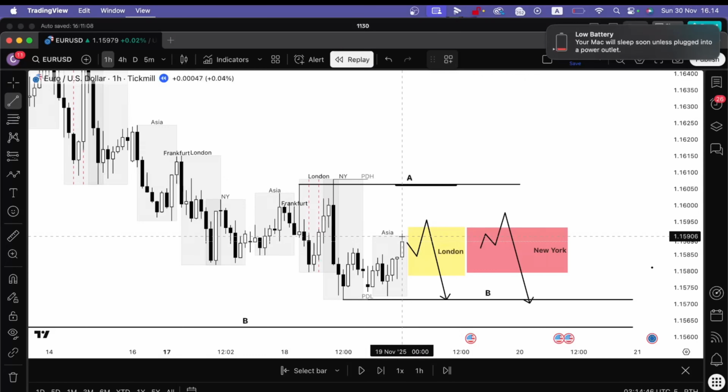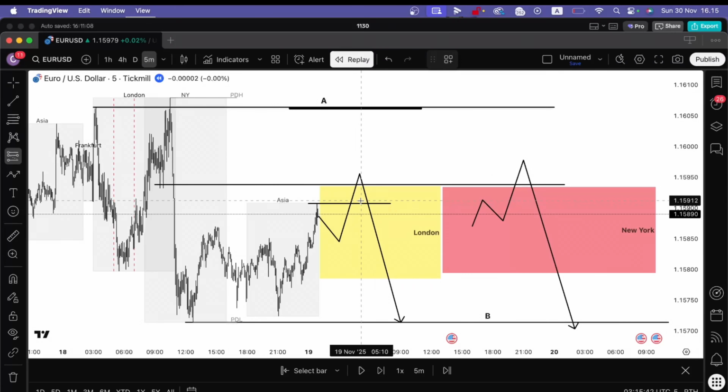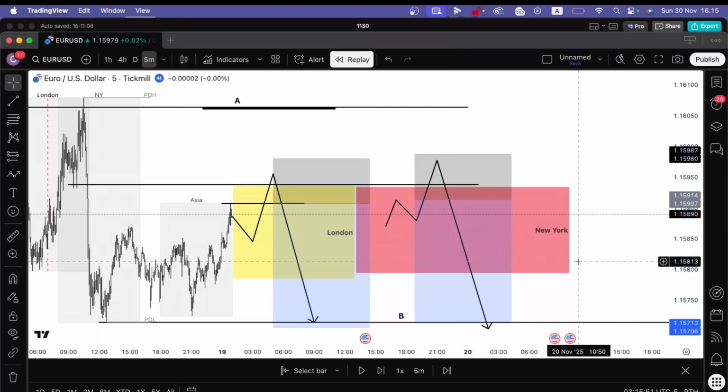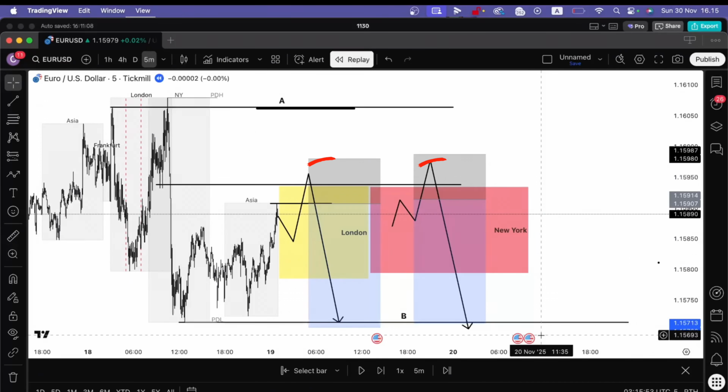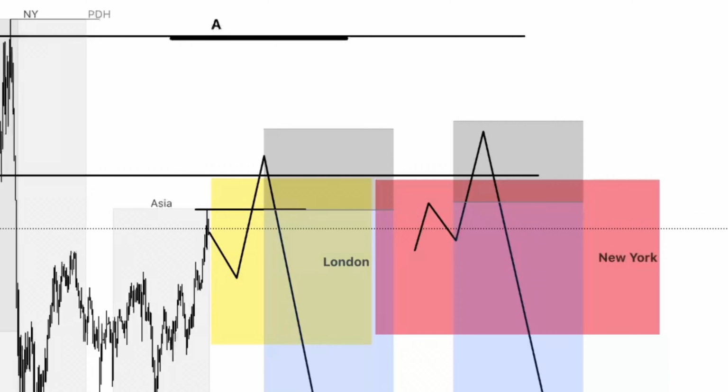So ideally, we want London or New York to push price higher, maybe grab some liquidity here, maybe run into an imbalance or fair value gap, and give us a chance to build shorts on the lower time frame right around here towards our B target. So basically we want to see a false upward move inside this A to B narrative inside our session, so we can find an entry with a logical stop.